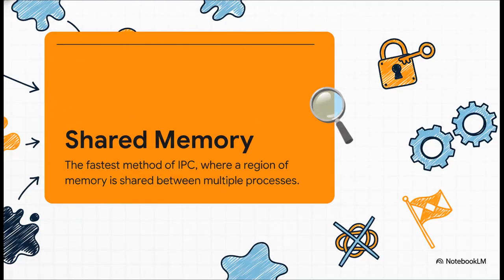Now, these tools become absolutely critical when you're using the fastest but also the most dangerous way for processes to talk: shared memory. This is basically where the operating system lets a bunch of different programs all write on the exact same digital whiteboard.